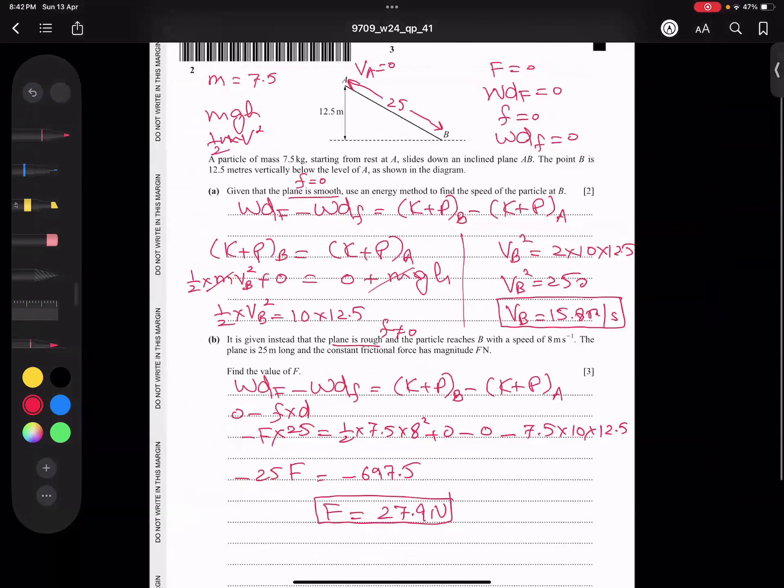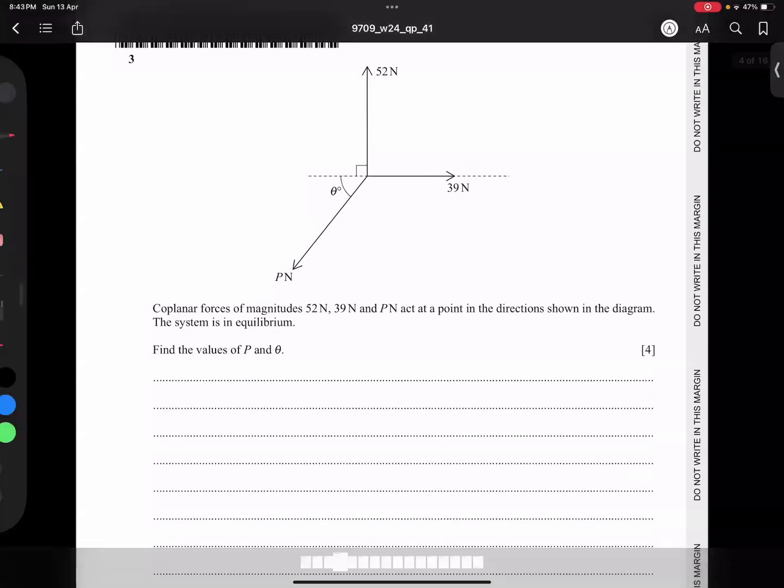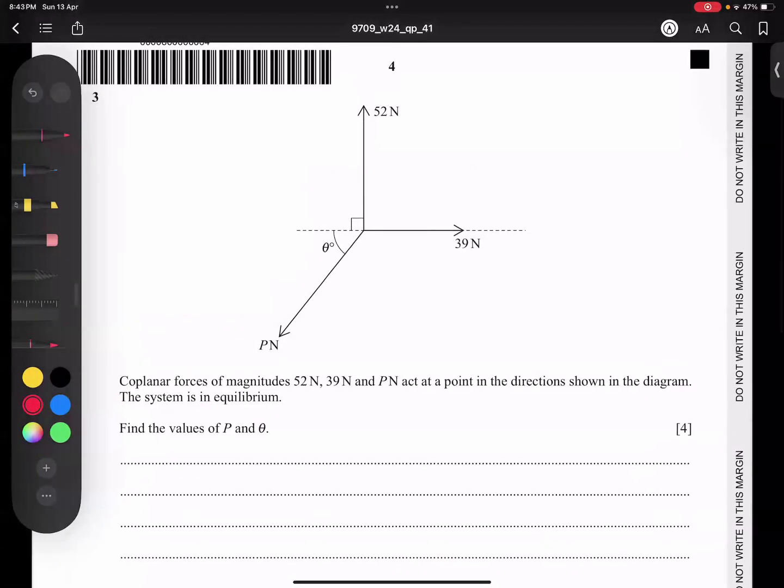Let's go for the next question. Question number 3 we have. We can see the question: coplanar forces 52, 39, and P newtons act at a point in the directions shown in the diagram. The system is in equilibrium. Equilibrium means sigma, all x net force is 0, and y too. It means rightward forces and leftward forces are equal to each other, and upward forces and downward forces are equal to each other.